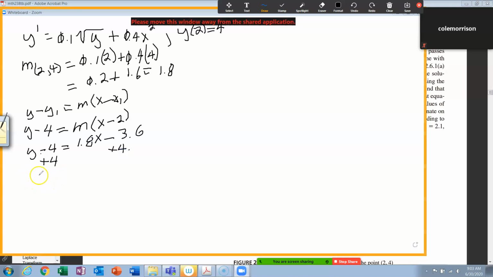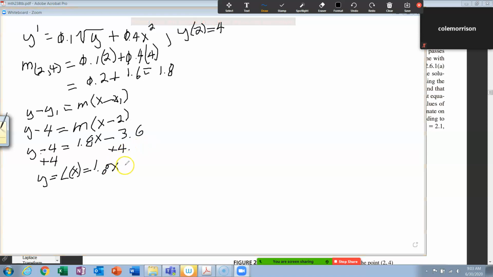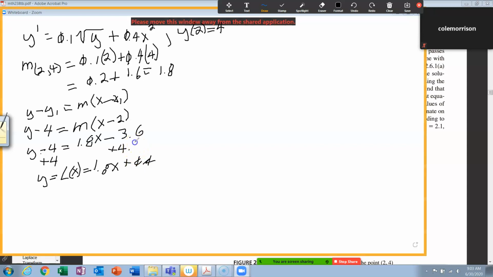And this gives us y, which is your linear approximation of x, because this is a linear approximation now. It's exact at this point, but not going to be exact other places. 1.8x plus 0.4. Sometimes it pulls a line from somewhere, so I'll put that as 4.0 so it's clear.